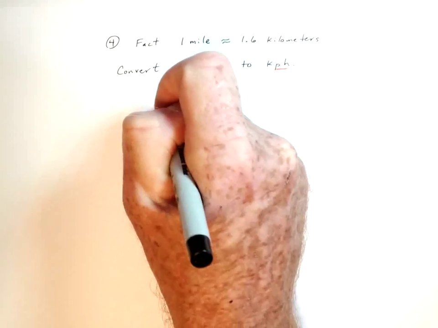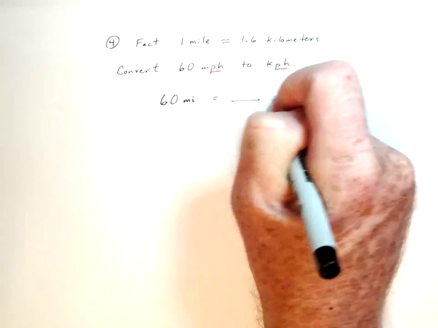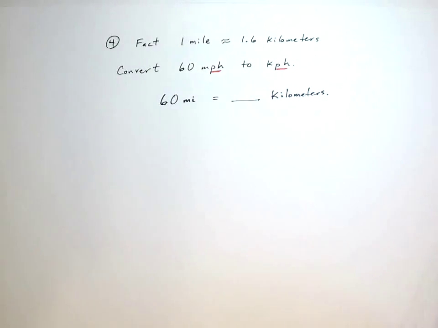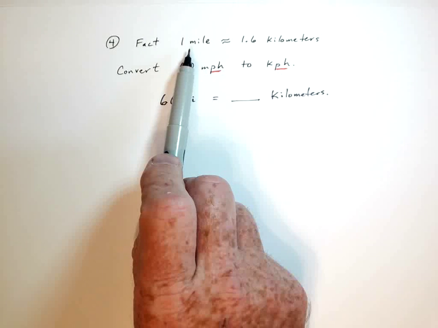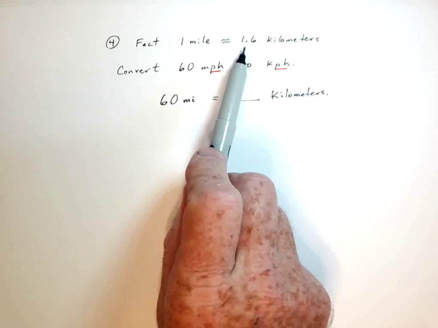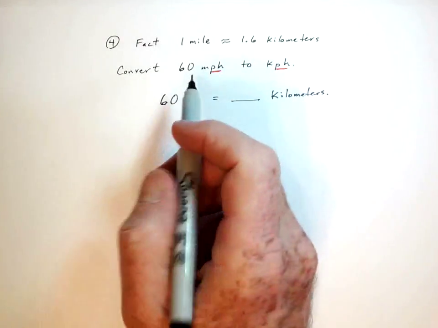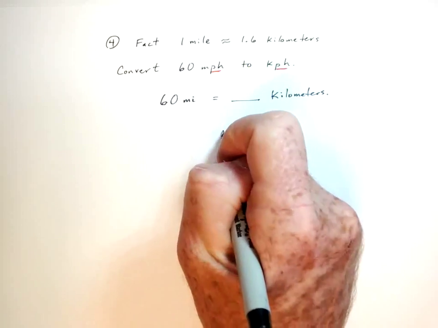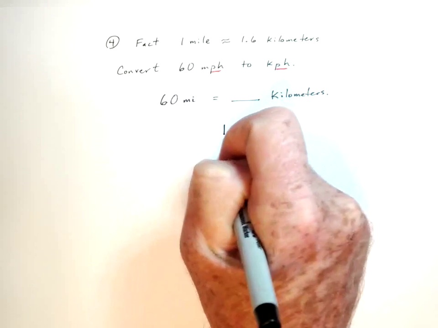So 60 miles, and then I have to change that to kilometers. And then the per hour part is going to stay the same. So with this one, I can just take this and multiply by 60, and then that's going to be 60 miles, but I'll have to multiply this side by 60 as well. So if you multiply this side by 60 and this side by 60, I really need to know what is 1.6 times 60.